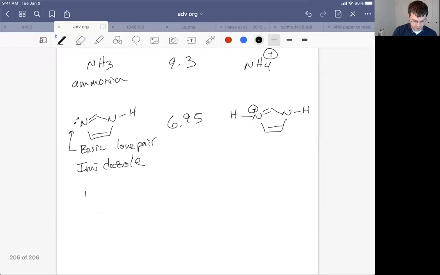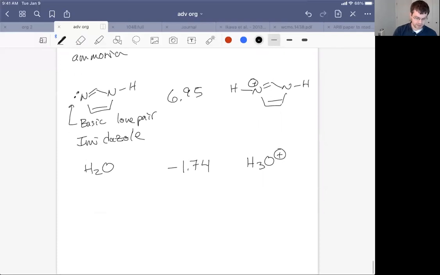Now the next base that we should consider is water as opposed to hydroxide. So water is not that strong of a base because the hydronium ion, H3O plus, has a pKa of -1.74. So it's fairly acidic as its conjugate acid.